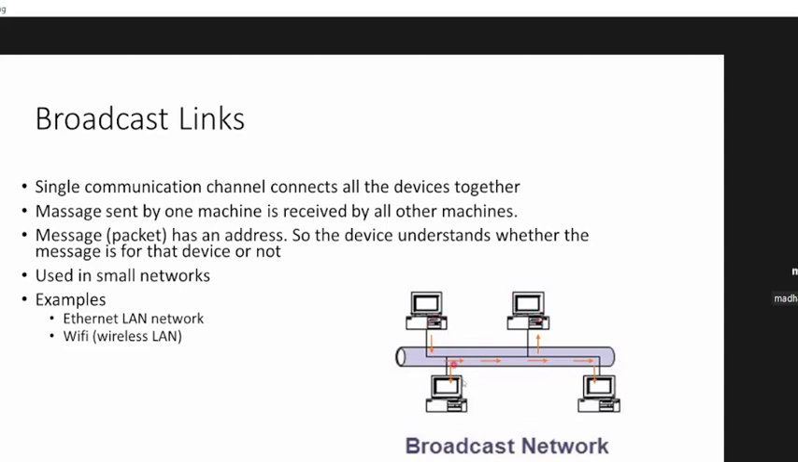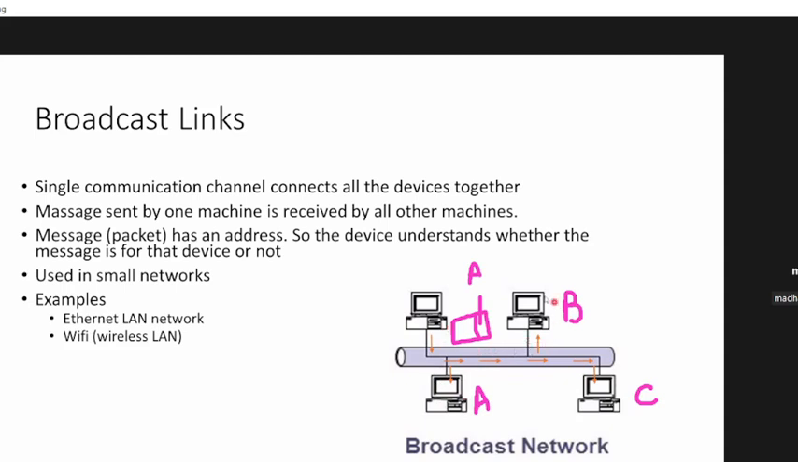So when a computer gets the message, it will look at the address. If it is your address, it will read the information. If not, it will disregard it. The message has an address, so the device understands whether the message is for that device or not. Let's say this computer sends a message, where the address is, let's say, A. This is A, this is B, and this is C. When this packet is sent to the link, it will be received by A, the packet will go to B also, and to C also. When computer A receives this packet, it will look at the address, which says A, so the computer knows, okay, this is for me. It will take the packet, read the information, and do whatever is required.